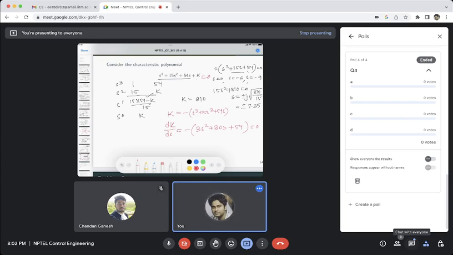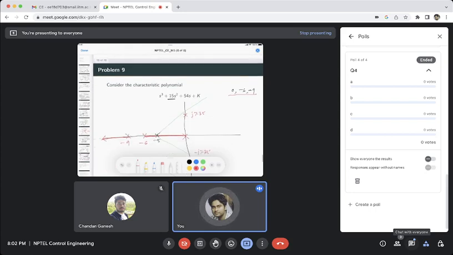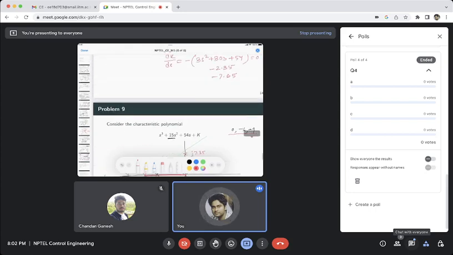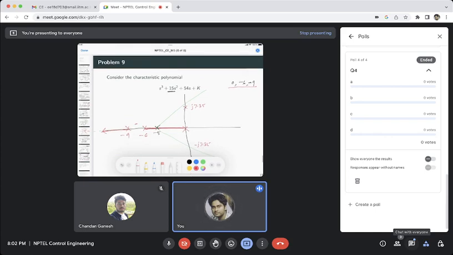Okay, so one solution is minus 2.35, another is minus 7.6465. Okay, so you see which of the points lies in the root locus. Okay, one is minus 2 point something and one is minus 7.65. Minus 7.6 point will be some point here which is not part of the root locus, so it is not a breakaway point.